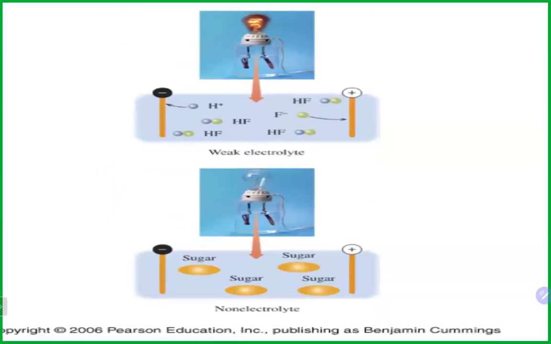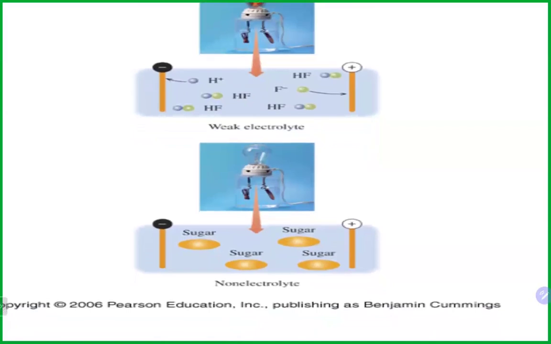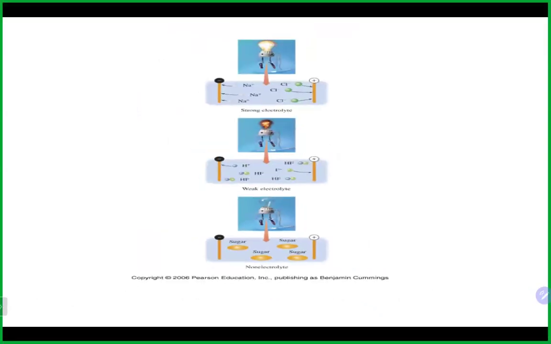And lastly, here's our sugar example. You can see the light bulb does not go on because there are no ions in that solution. Any questions on any of those things there?